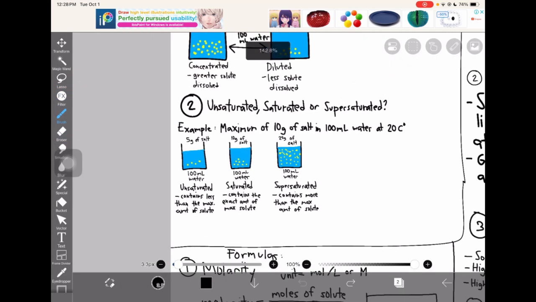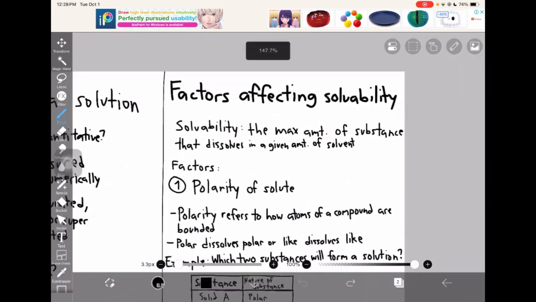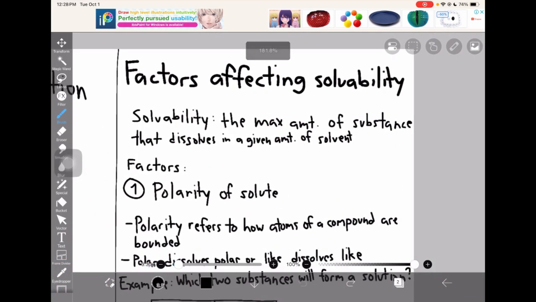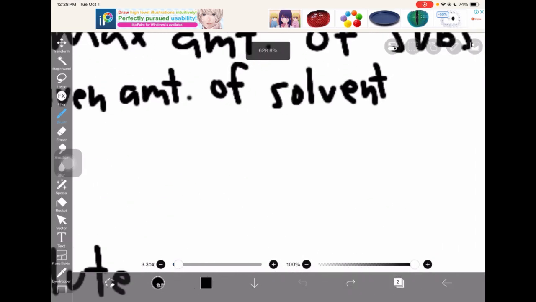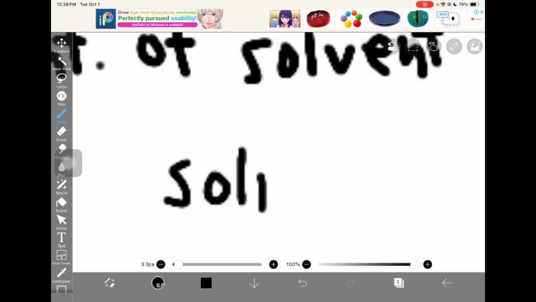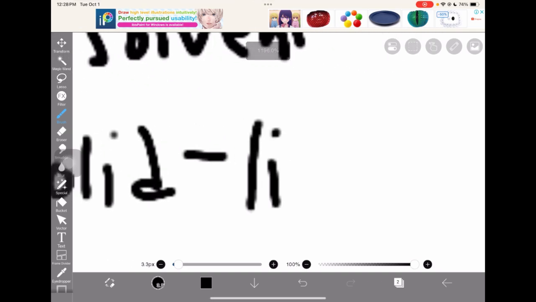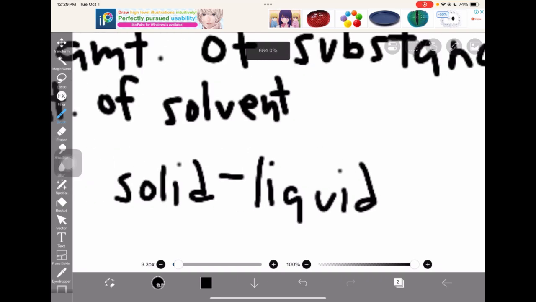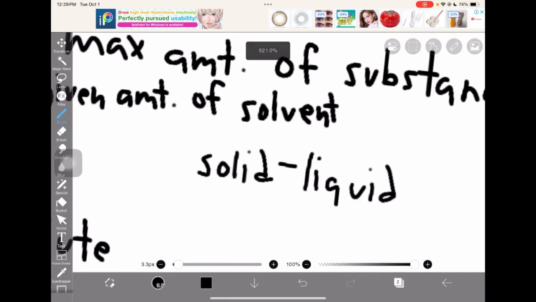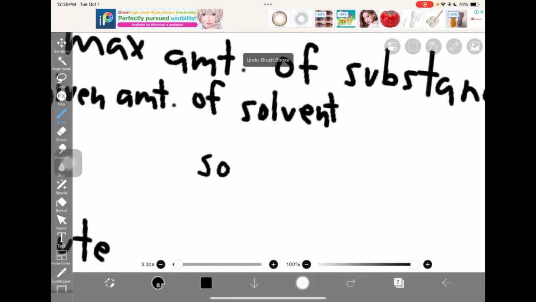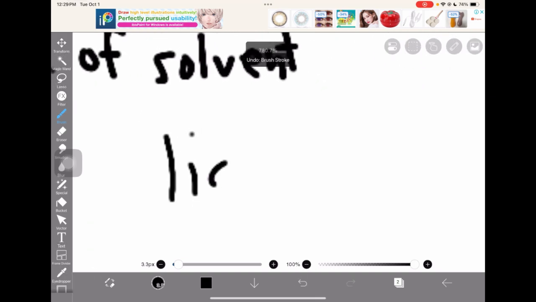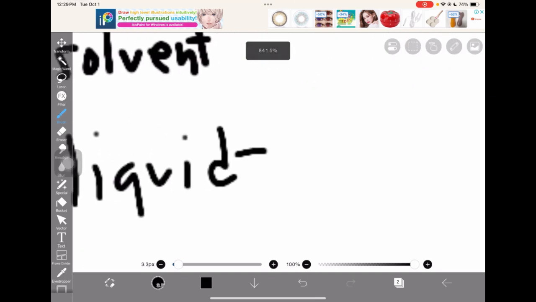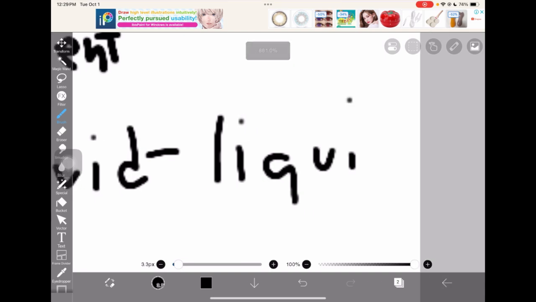Okay, let's now move on to the factors affecting solubility. Remember that solubility is the max amount of substance that dissolves in a given amount of solvent. However, this term is actually used for solid-liquid solutions. So it's going to be called solubility if it's solid-liquid. However, for liquid-liquid, it is actually called miscibility.